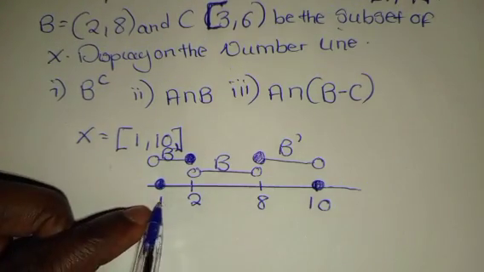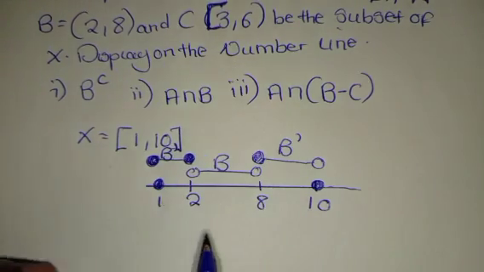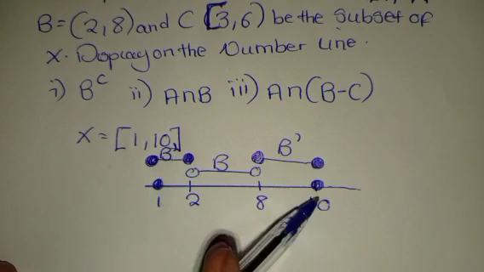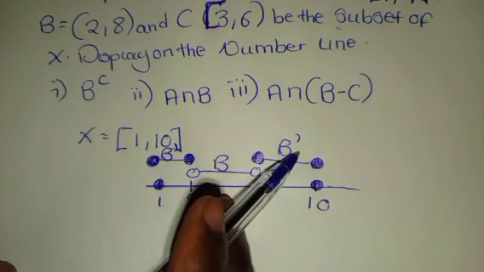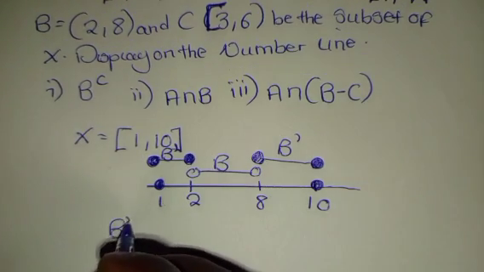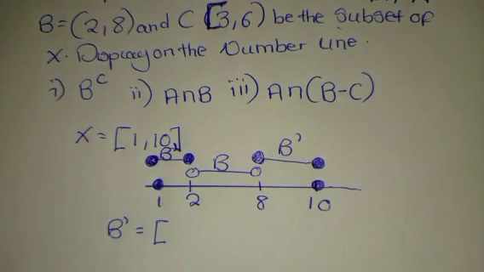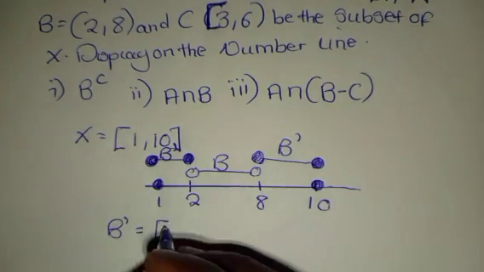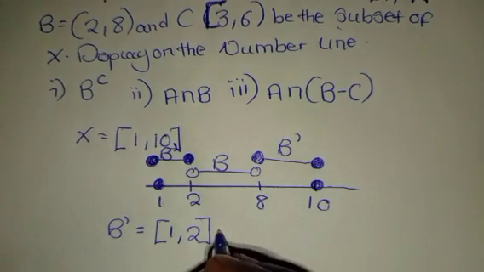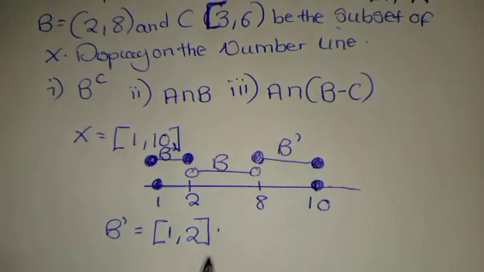Then remember, 1 is part of the universal set, so we're having this to be also part of the complement and also this to be part of the complement. But if 10 wasn't part of the universal set, also 10 cannot be part of the B complement. So our B complement in this case is equal to closed-open interval, which is what? 1 to where 2 is. Then we put our closed interval. Remember, we are finding B complement.